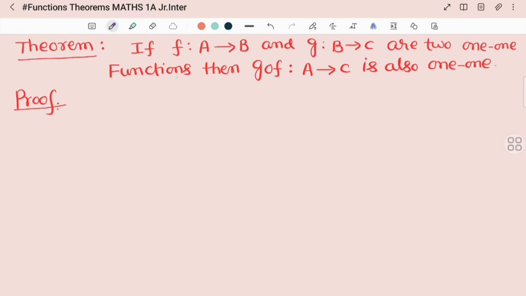The first theorem here. If f from A to B, or f maps A to B, and g from B to C are two 1-1 functions, then g circle f from A to C is also a 1-1 function. So whenever f and g both are 1-1 functions, we have to prove g circle f from A to C is also a 1-1 function. Just a rough figure I am going to draw, dear students.